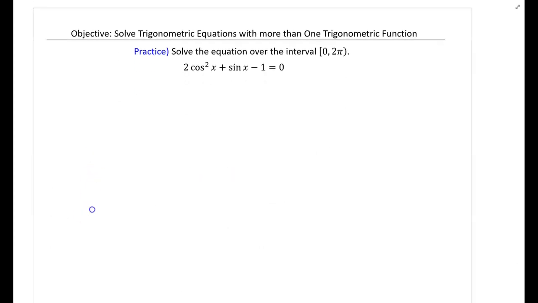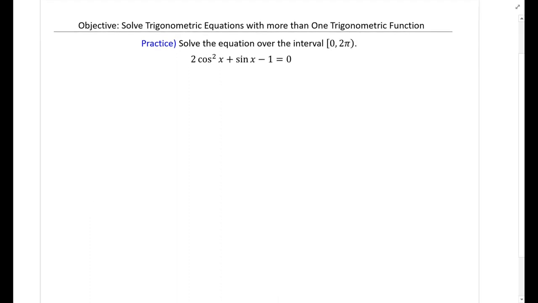All right, here is a practice problem. Please go ahead, pause the video, and I will show you the solution here in a moment.